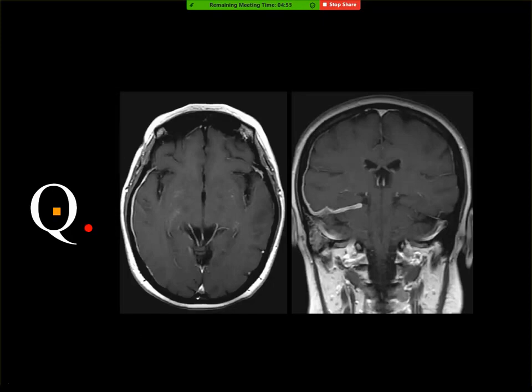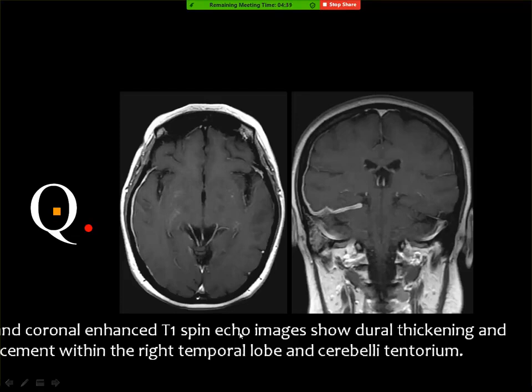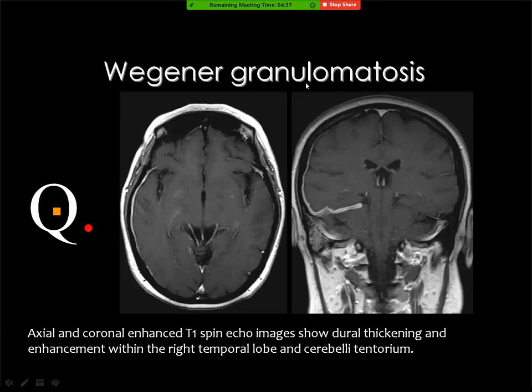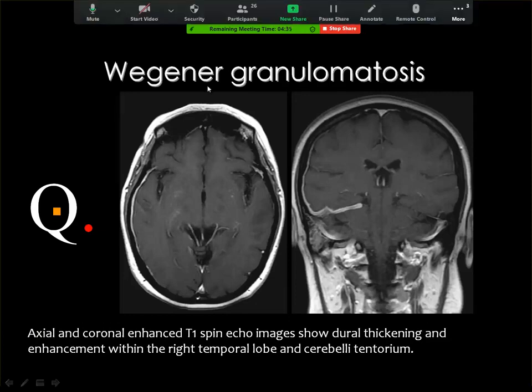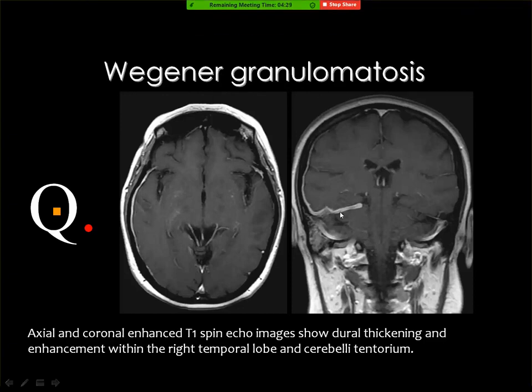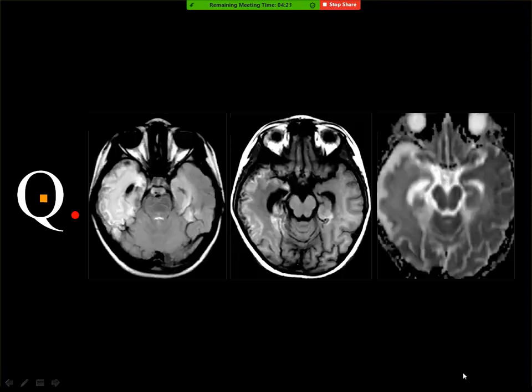Meningitis. Yes, once again, you got localized dural thickening and enhancement, you think of infection or tumor. And the infection, TB or sarcoid, and the tumor, metastasis or lymphoma. And this patient was having Wegener granulomatosis, and this is also a granulomatous lesion. Like TB and sarcoid can affect the meninges, but you cannot reach the diagnosis unless you know the history.